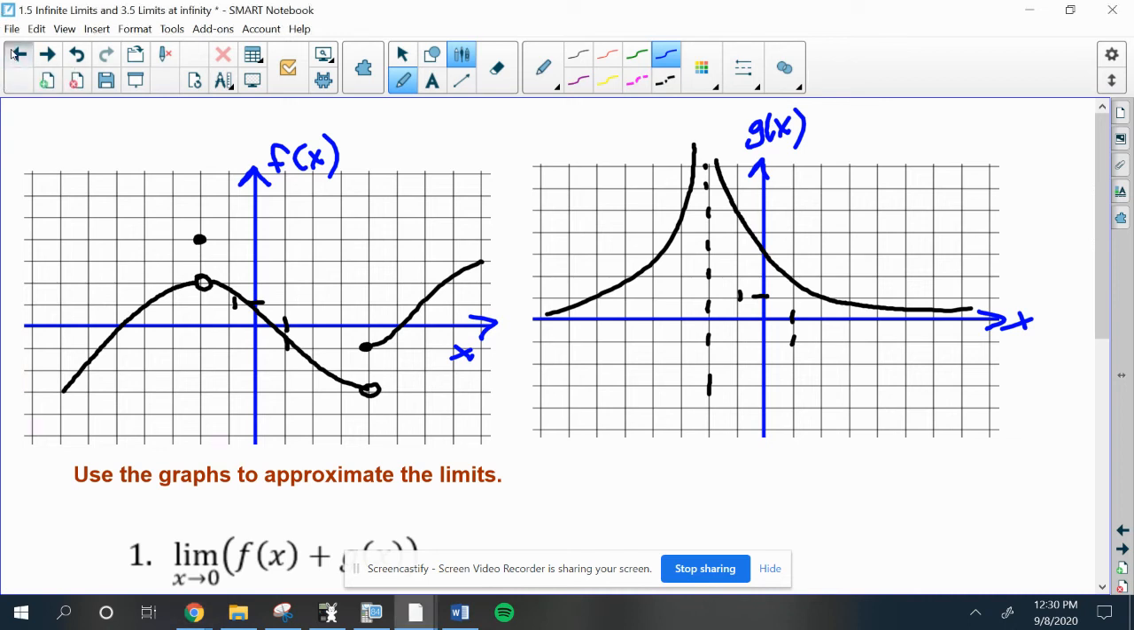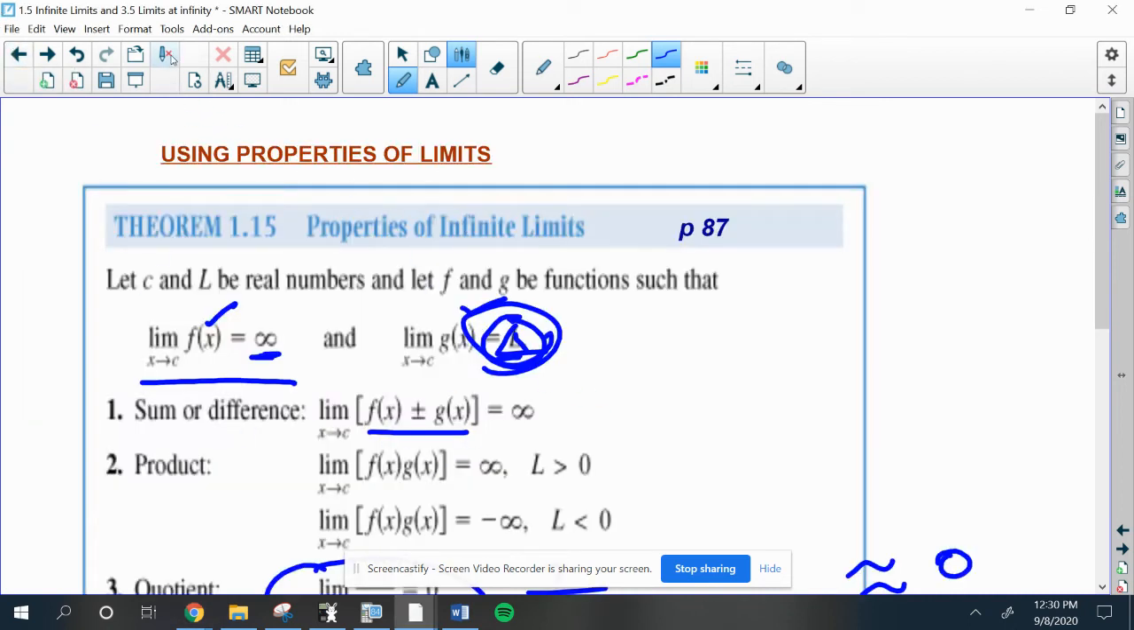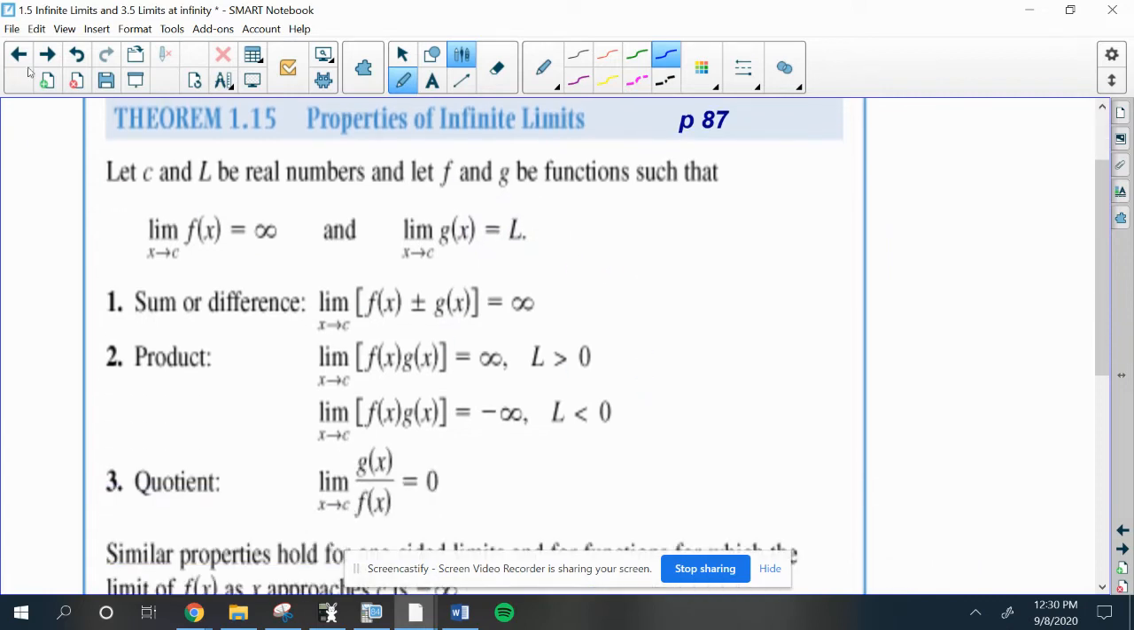So we're going to take one last look at these properties of limits, and we're going to do it in the context of a graph.